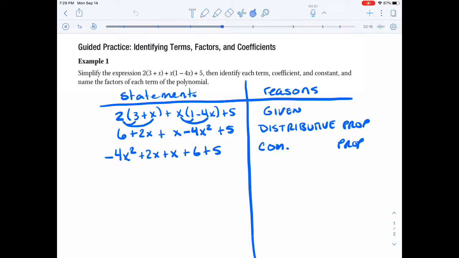Next, I'm going to simplify the expression by combining like terms. I do not have another term with an x squared in there, so that term is left alone. But I combine 2x plus x to get 3x. And I combine 6 plus 5 to get 11. I perform this task by simplifying the expression by combining like terms. So I'm going to put combining like terms for my reason.